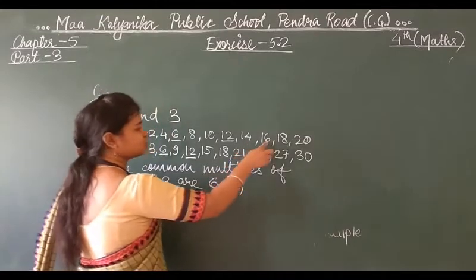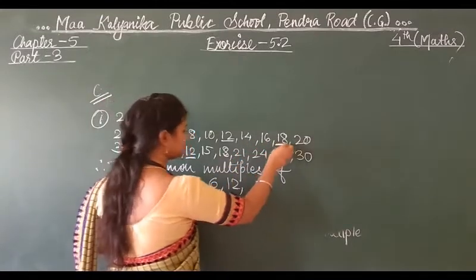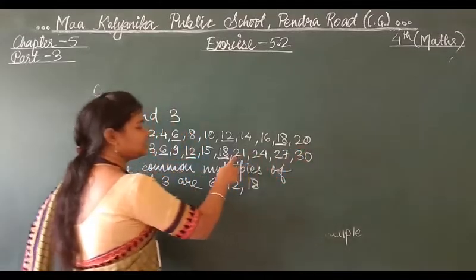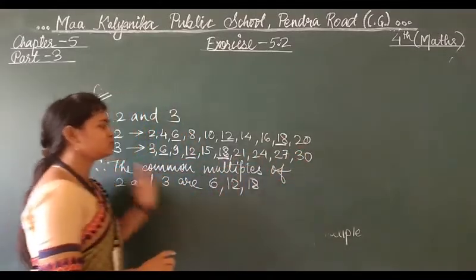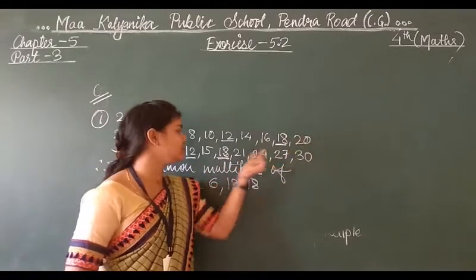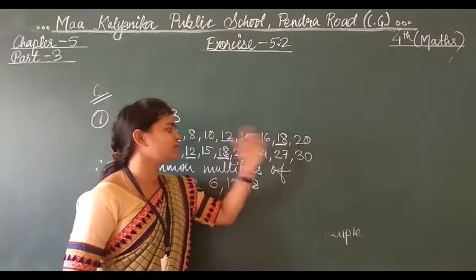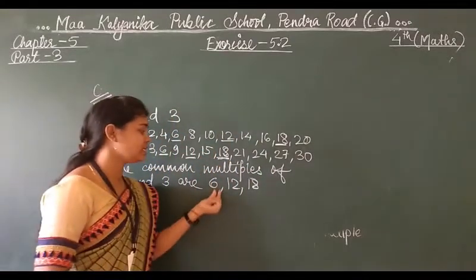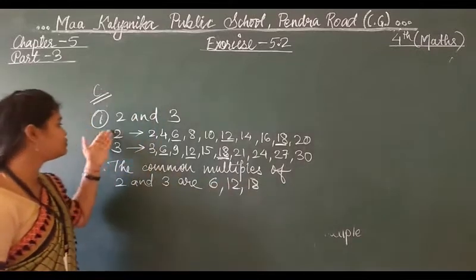Then 14, no. 16, no. 18 is here and 18 is here also. So I am writing 18. Then 20. It is 21 and it is more than 20, so no other common multiples will be there. Why? Because this is 20, and this is more than 20: 21, 24, 27, 30. So these are the three common multiples, 6, 12 and 18, of 2 and 3.